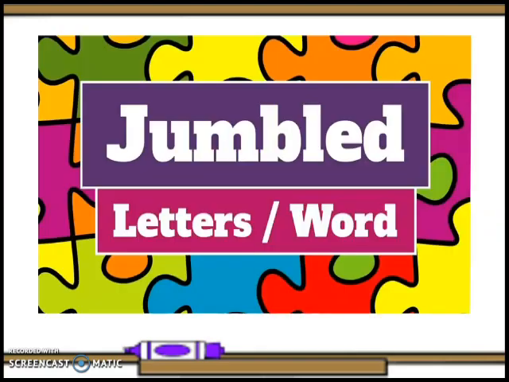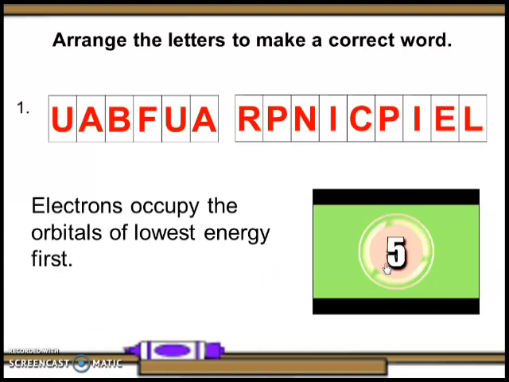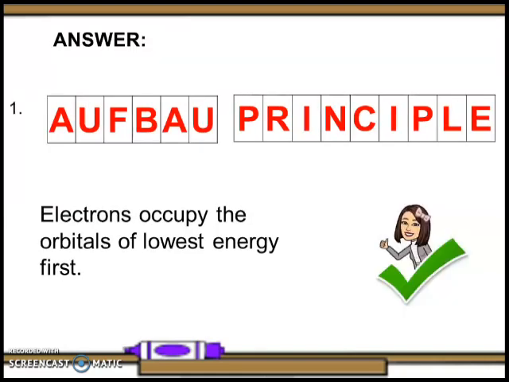Jumbled letters or words. Study the unscrambled letters. A clue is given to help you rearrange it into a proper word. Number 1. Electrons occupy the orbitals of lowest energy first. The correct answer is Aufbau principle.